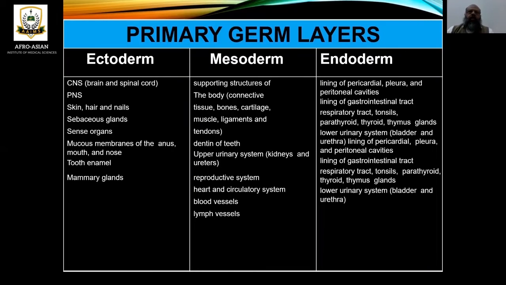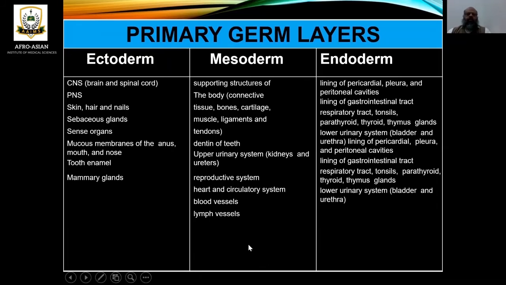These 3 layers are very important. The first one is ectoderm. The structures which are formed from ectoderm are the central nervous system, the peripheral nervous system, skin, hairs, nails, sebaceous glands, sensory organs, mucous membrane of the anus, mouth and nose, tooth enamel, the covering of the tooth, and mammary glands.